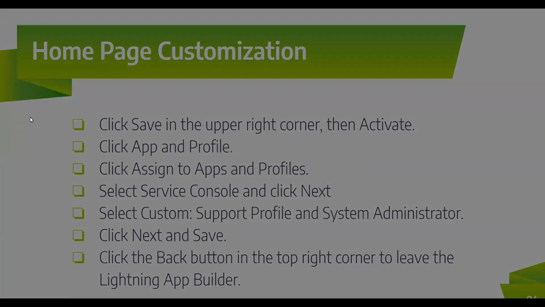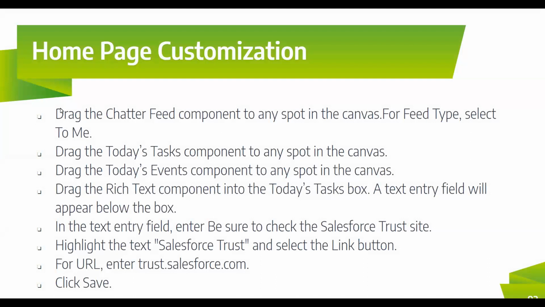Likewise, you're going to drag and drop the chatter feed component on any spot. You're going to drag the today's task component, and drag the today's event component on this part. You're going to drag the rich text component into the today's task box, and enter the text in the field that appears below the box. Be sure to check the Salesforce Trust text. Highlight the Salesforce Trust and select the link button. For URL, you're going to enter trust.salesforce.com and then save here.